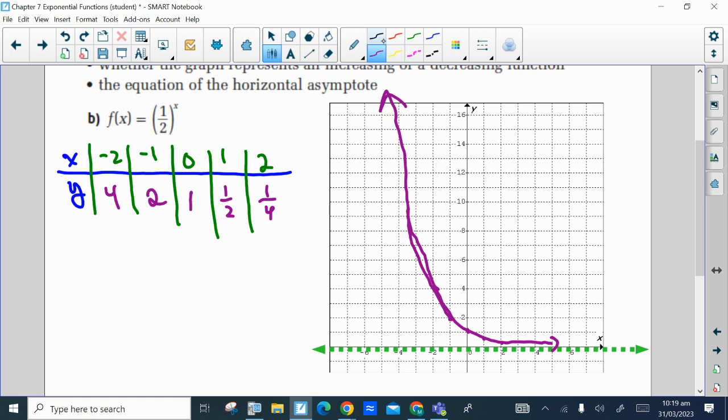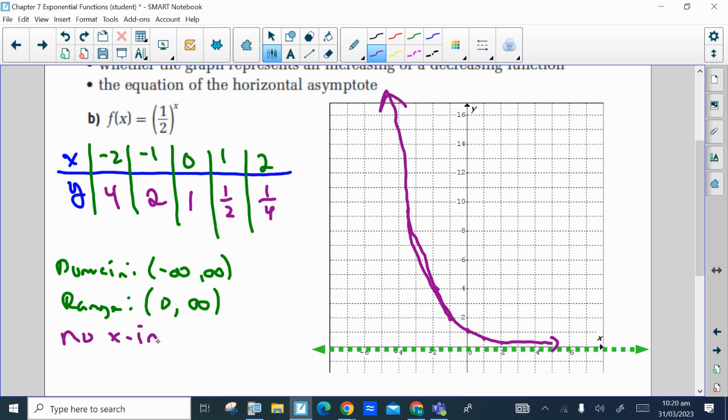So the characteristics: the domain hasn't changed. It's all real numbers. It goes from negative infinity to positive infinity. The range also hasn't changed. It still goes from 0, which is not included, up to positive infinity. Again, there is no x-intercept because the x-axis is an asymptote. But the y-intercept hasn't changed from the last one.